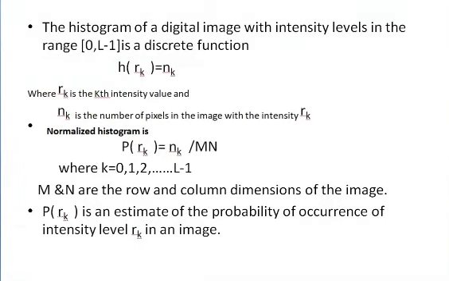Okay, right. So understand this one. Here h of rk is equal to nk. So what is h of rk? It is the histogram of the function rk, which is nothing but nk. Both are the same, right? Now what is the graphical representation here?